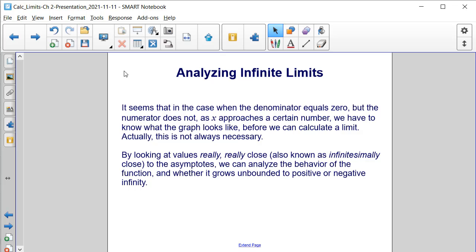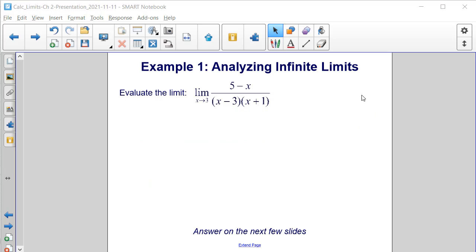It seems that in the case when the denominator equals 0, but the numerator does not, as x approaches a certain number, we have to know what the graph looks like before we can calculate a limit. Actually, this is not always necessary. By looking at values really close, also known as infinitesimally close, to the asymptotes, we can analyze the behavior of the function, whether it grows unbounded to positive or negative infinity.